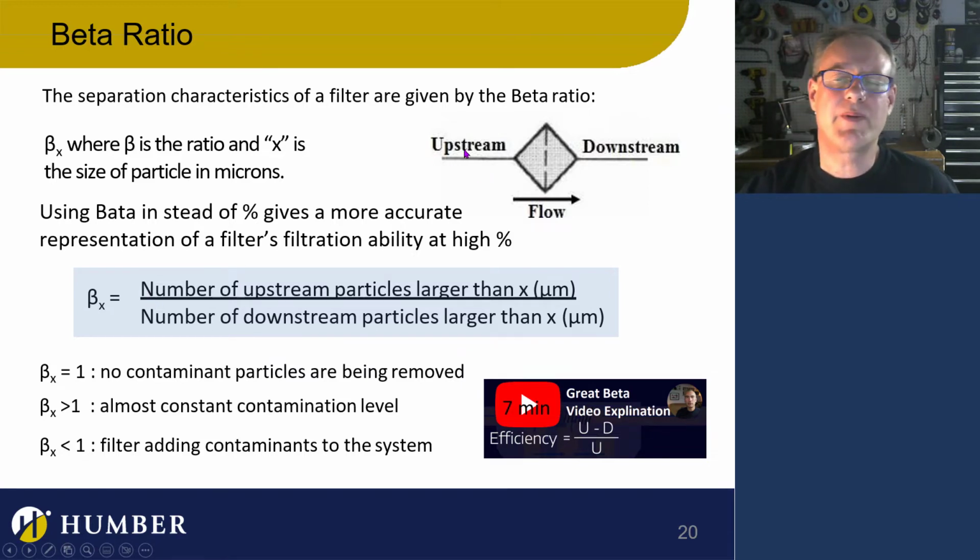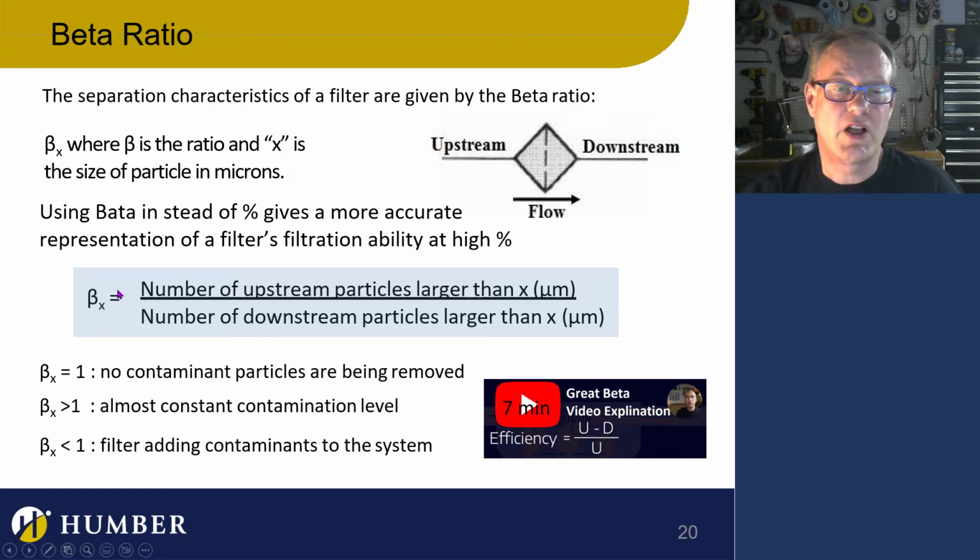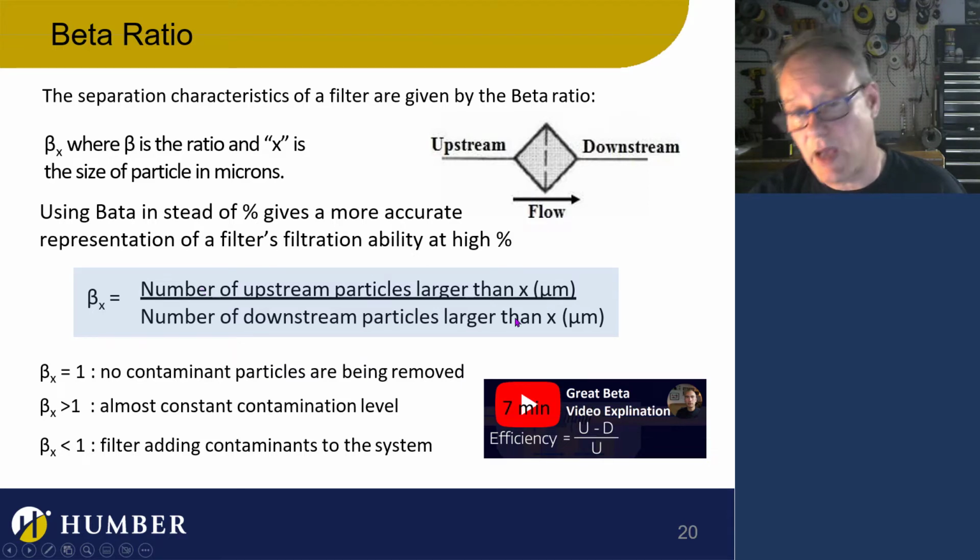But essentially, upstream and downstream, I think you guys are good with that term. The upstream is the fluid going into the filter, and downstream is the fluid that's leaving the filter. So essentially, the beta ratio is the number of upstream particles larger than a certain size, and I did say that subscript was for the value of microns that are larger, divided by the number of downstream particles, okay? So upstream and downstream.